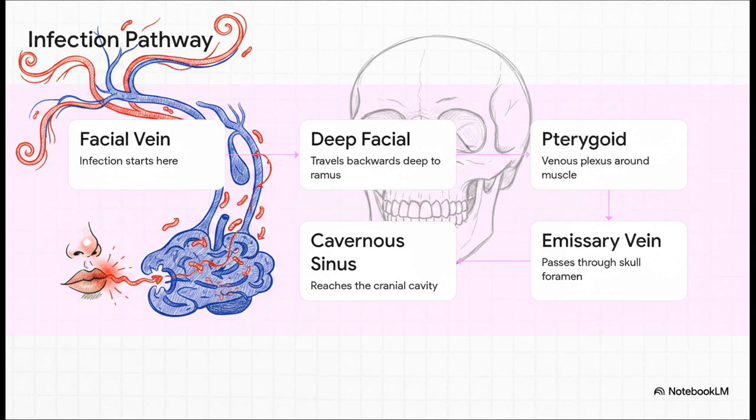You absolutely must memorize this sequence. It maps the exact route an infection takes from the dangerous area of your face. Think of a squeezed pimple on your nose, straight into your cranial cavity. It travels from the facial vein to the deep facial vein, into the pterygoid venous plexus, up through an emissary vein, and bam, dumps straight into the cavernous sinus. Because there are 0 valves in this system, blood and bacteria can freely flow right backward into the brain.